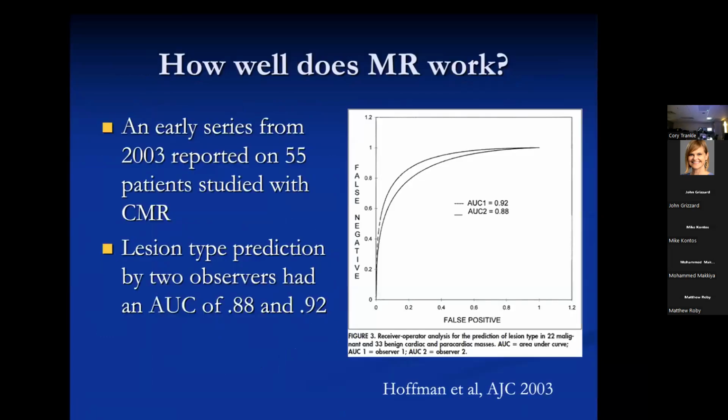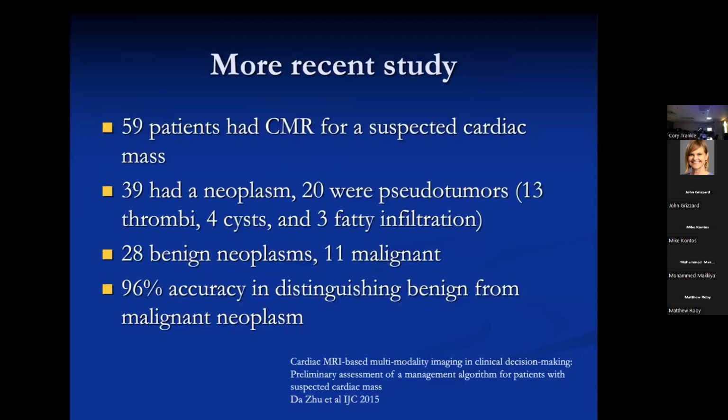Okay, so how well does MR work for all this stuff? An early series way back in 2003 looked at 55 patients and had good areas under the curve. They were pretty accurate in terms of detecting malignancy versus benign, right? A more recent study of 59 patients also did very well, 96% accuracy. They're very good.